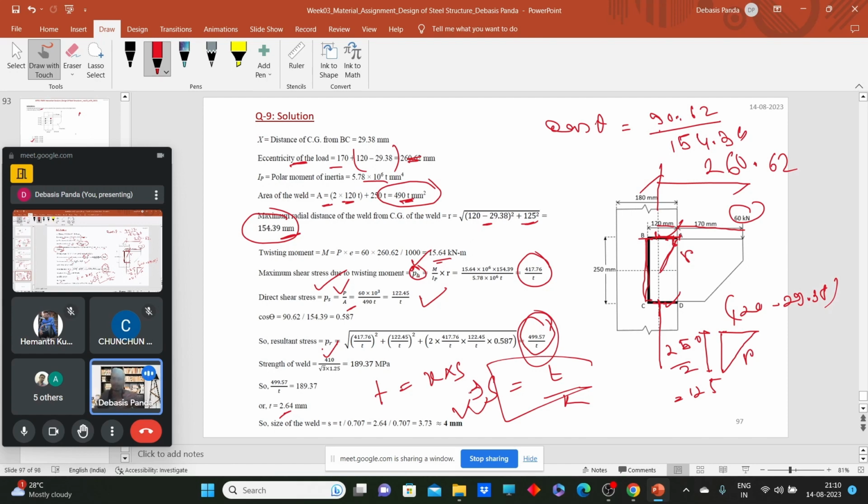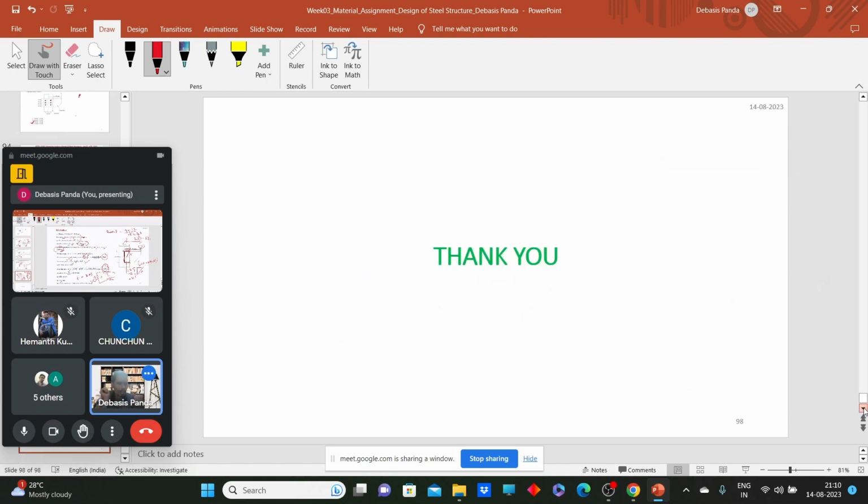Like in a bolted connection, when due to the eccentricity F1 and F2 will develop, here what happened? Two kinds of shear stresses will develop. One due to the direct load, one due to the twisting moment. So that's all for now. If you have any queries or any doubts, you can ask me.